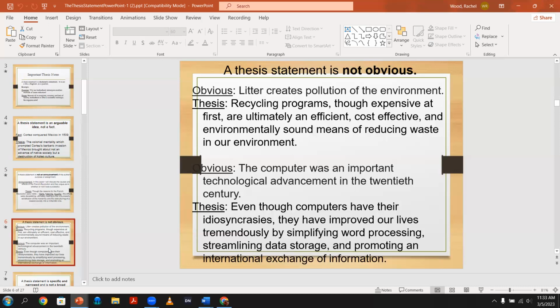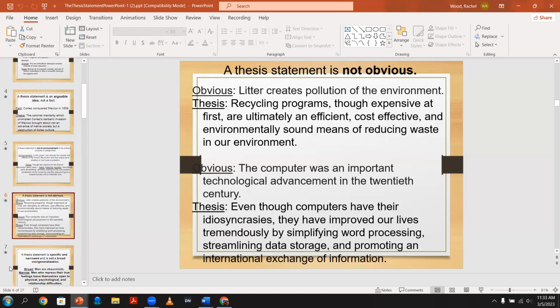So even though computers have their idiosyncrasies, they have improved our lives tremendously by simplifying word processing, streamlining data storage, and promoting an international exchange of information. Again, you have 3 points there that you're going to cover in the paper. However, there's personal pronouns in there, so it would need to be revised for clarity and cohesion.